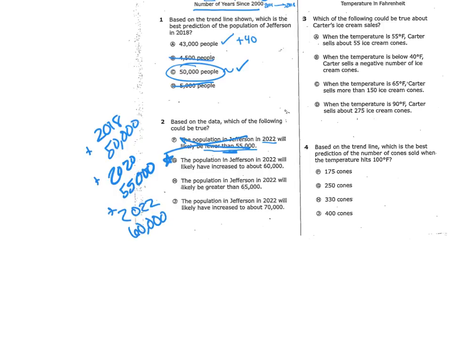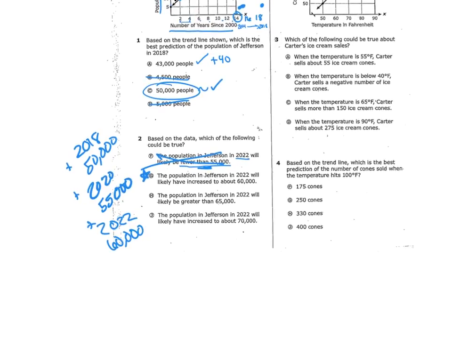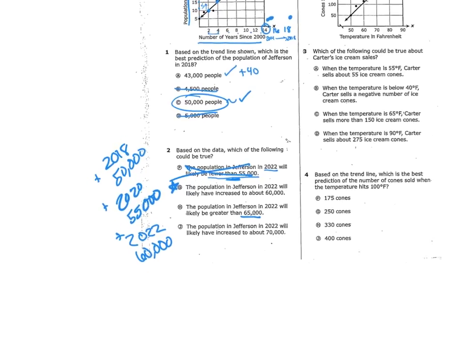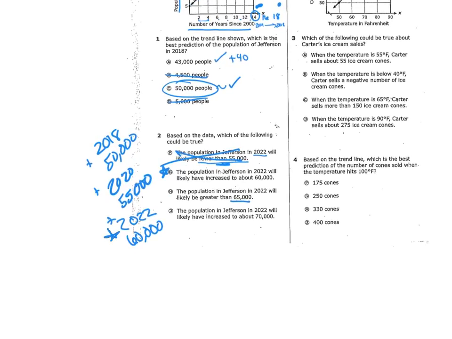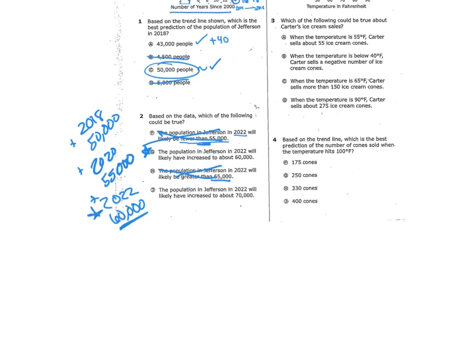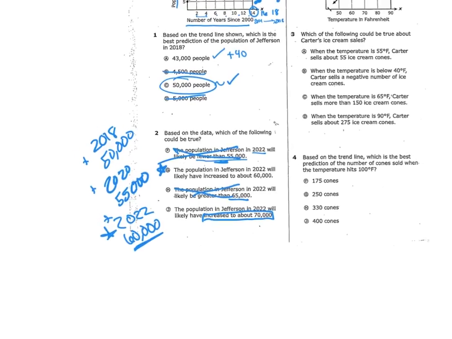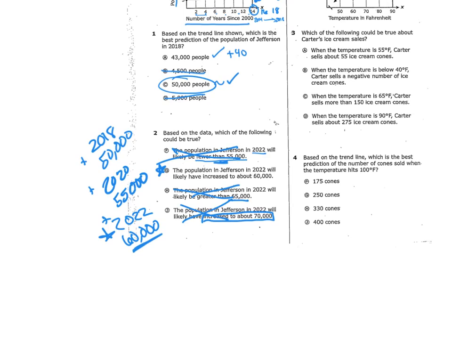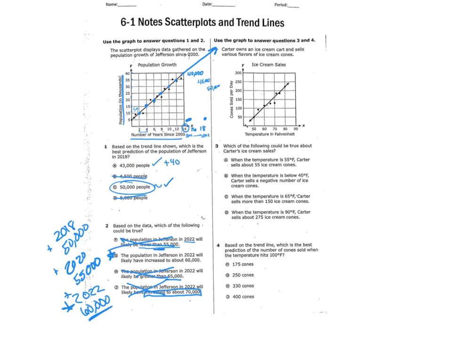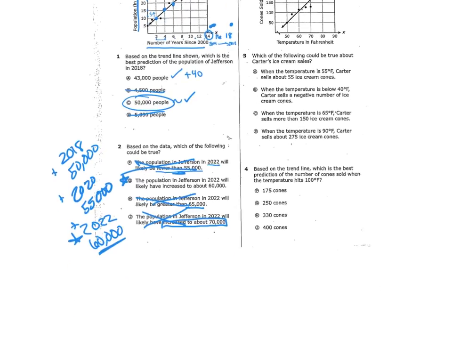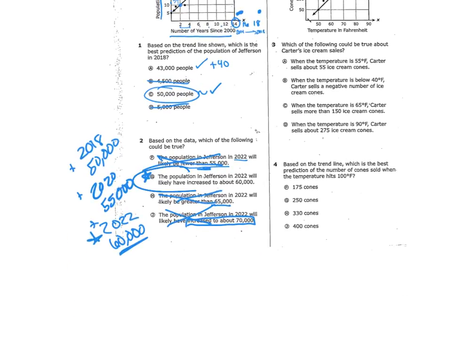So that's a maybe. H, the population in Jefferson in 2022 will likely be greater than 65,000. So that shouldn't work. Once we get to 2022, we're at 60, it won't be greater than 65. Or J, the population in Jefferson in 2022 will likely have increased to about 70,000. Again, that's going to be too high because it's going up by 5,000 people every 2 years. So it should be G.